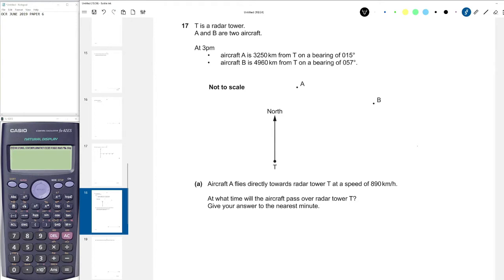Now, first of all, what I like to do is have a look at the question and think about what this means. Okay, so at 3 p.m., aircraft A is 3,250 kilometers on a bearing 15 degrees. So what I like to do is just sketch the diagram. So from here to here, this would be 15 degrees here. And it will be a distance of 3,250. Now from here to here, it will be like this.